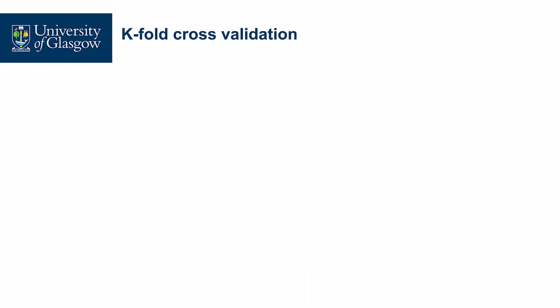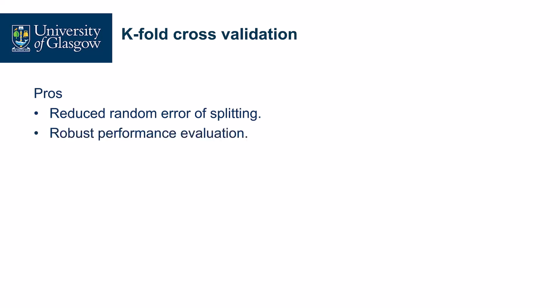There are pros and cons. What are the advantages? First, we reduce the random error of splitting because we do it 4 times. Also, we have a more robust performance evaluation of the machine learning model compared with a single training set and a single test set, because the result is the average of the 4 outcomes. And we maximize the data set utilization.